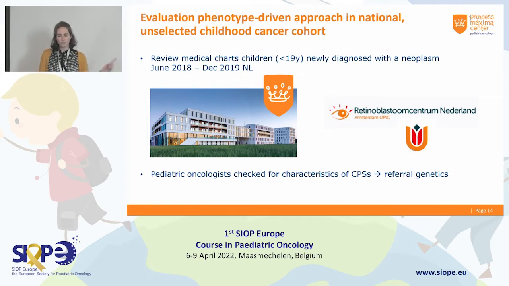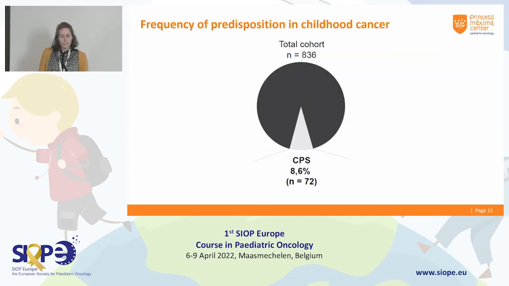And here you see the retinoblastoma center in the Netherlands, because these tumors are still treated in Amsterdam. So we also included them. And in this period, there were 836 new diagnoses, and we recognized the syndrome in 8.6%. And this figure might sound quite familiar, because all these sequencing studies also come up with such a percentage. So actually, we felt that we didn't do that badly.